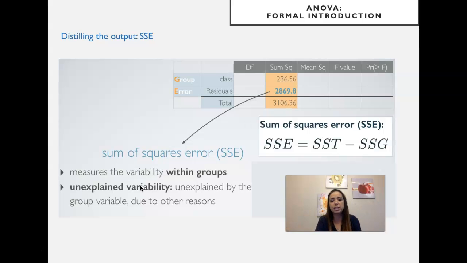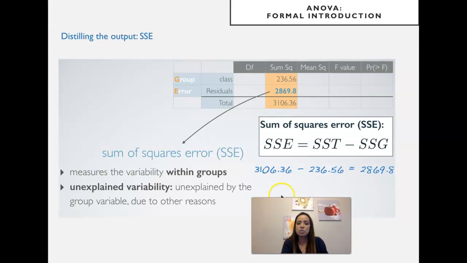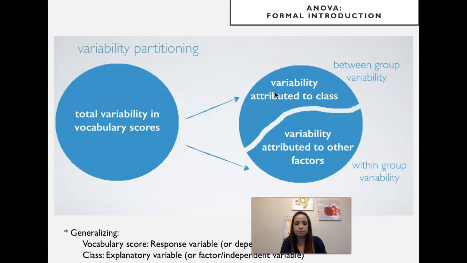And the computation is pretty easy. You have the total, you have what you can explain, and you have the unexplained by the factor that you have in your data set, which here is just class. So one minus the other, that's where this number comes from. All right, so that's variability attributed to other factors.